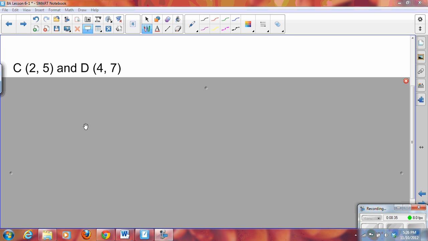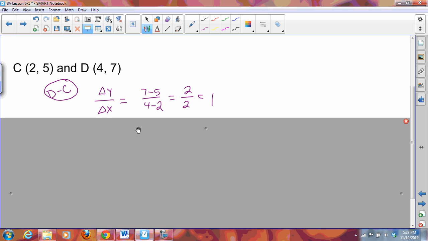Okay, so how did you do? On this problem, 2, 5, and 4, 7, I decided to do D minus C. So I started with my y coordinates, 7 minus 5, right here, and then 4 minus 2, right here. 7 minus 5 is 2, 4 minus 2 is 2, 2 over 2 is 1. So that means that the slope of this line would be 1.